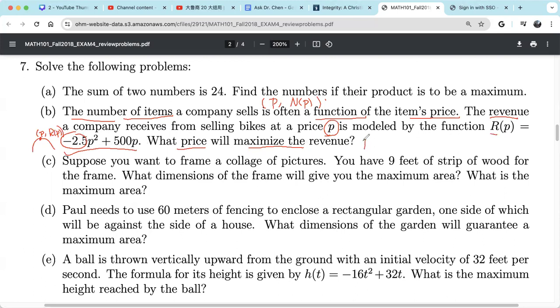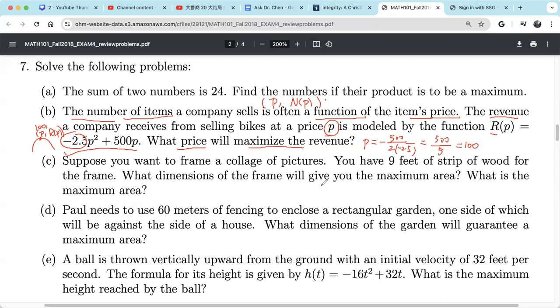So the vertex is at the value P, R of P. P equals negative B over 2A. B is the number before P, negative 500, and A is the number before P squared, which is negative 2.5. Then we have 500, negative and negative become positive. 2 times 2.5, that's 5. 500 divided by 5, that's 100. So the price is 100. So the maximum is when the price is 100.